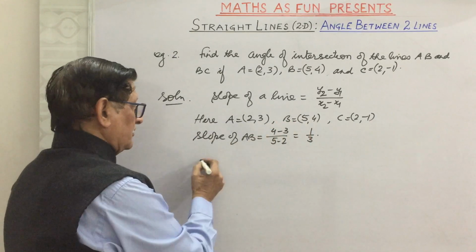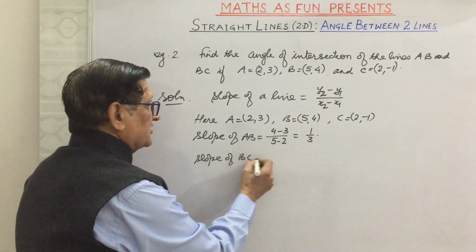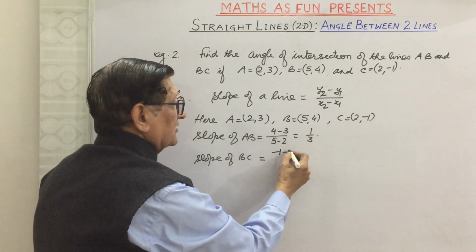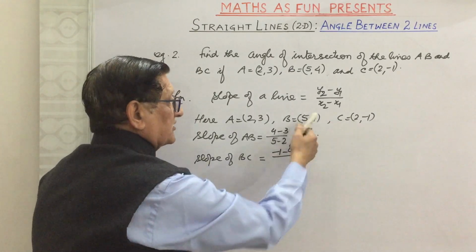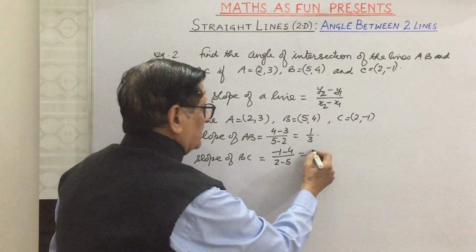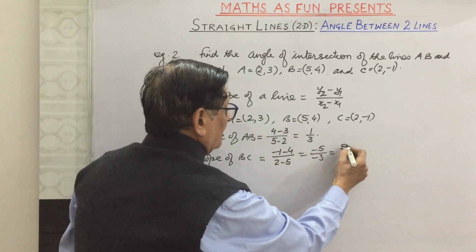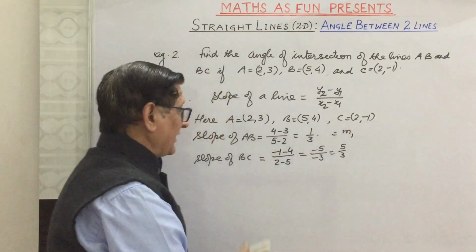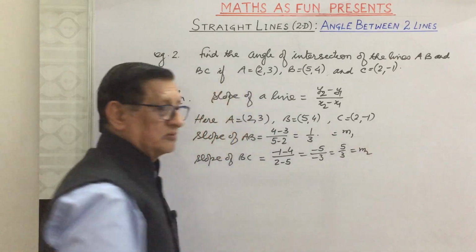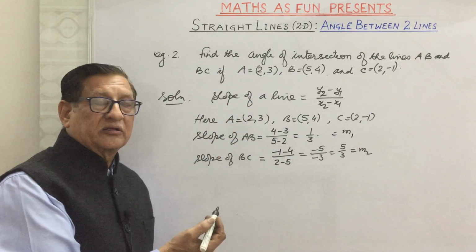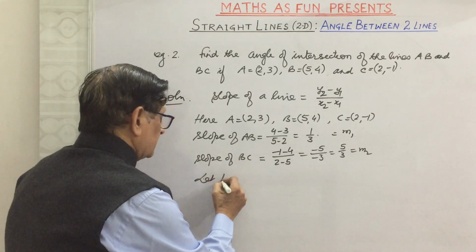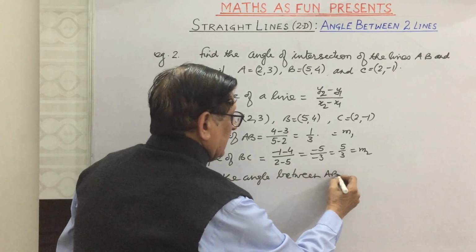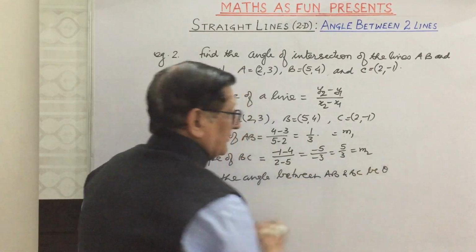Slope of BC is equal to y2 minus y1, that is minus 1 minus 4, upon x2 minus x1, that is 2 minus 5. This comes as minus 5 upon minus 3, or we can say 5 upon 3. We can write the slope of AB as m1 and the slope of BC as m2. And then we can apply the formula for finding the angle of intersection. Let the angle between AB and BC be theta.